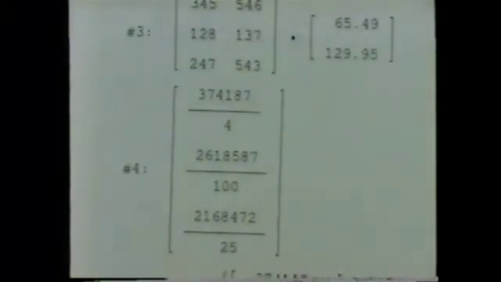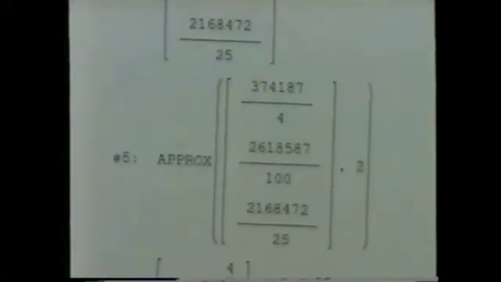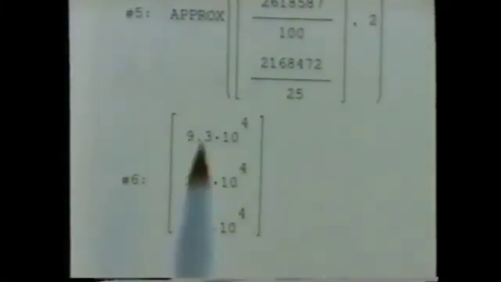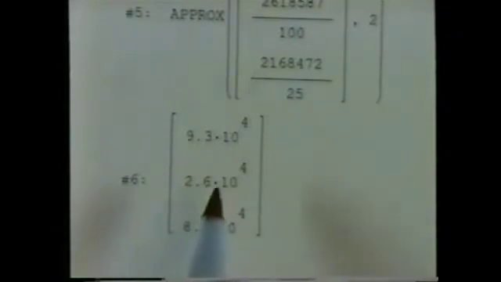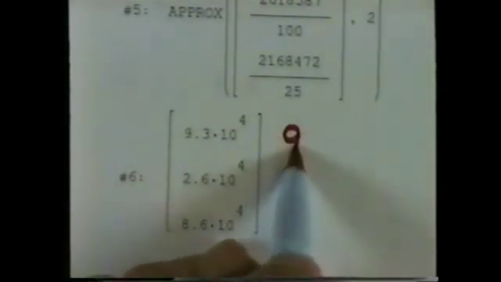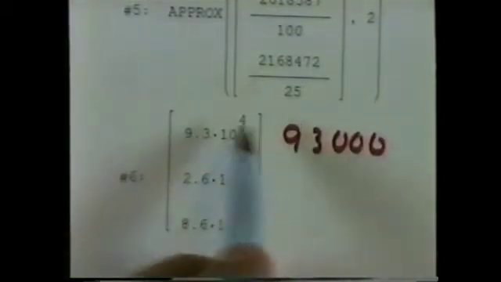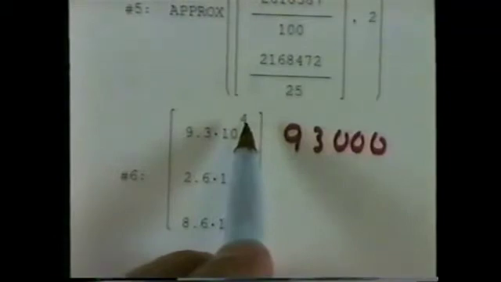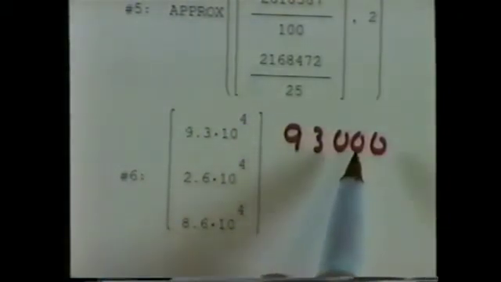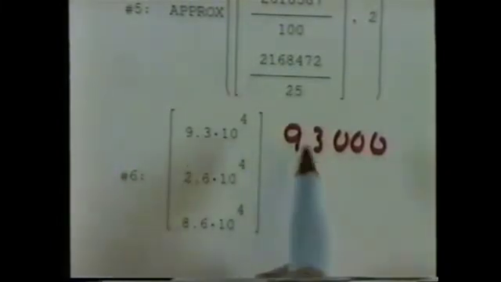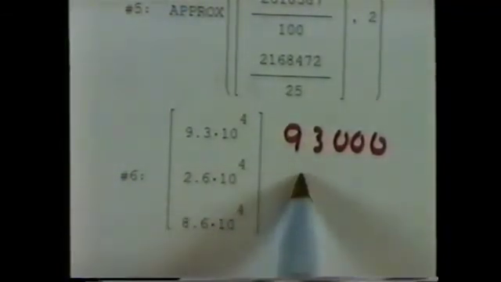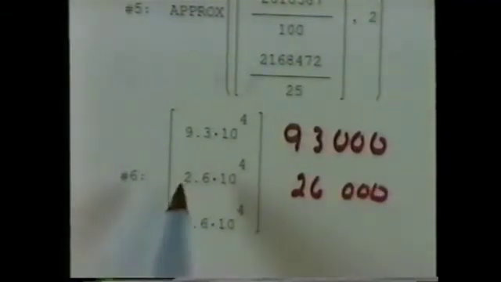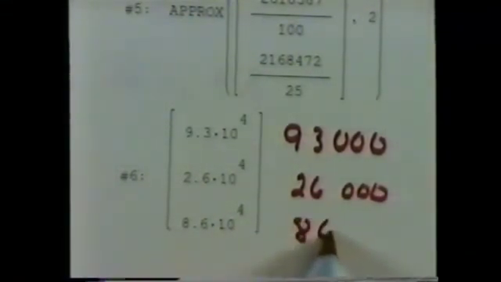But since we're talking about dollars and cents, I really would rather have a decimal. So I tell it to approximate to 2 decimal places. And we see that the total revenue generated by plant 1 is 9.3 times 10 to the 4th dollars. And if I want to change that into decimal, it would be 93000. The exponent 4 tells me to move my decimal over 4 places, so it was here. So I move it 1, 2, 3, 4. So plant A generated $93,000 revenue. Plant B, or the second plant, would be $26,000, and the third plant is $86,000.